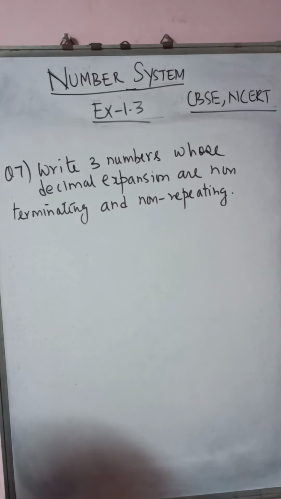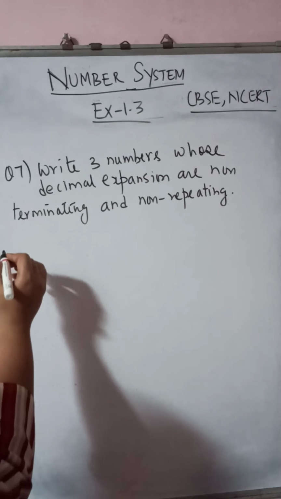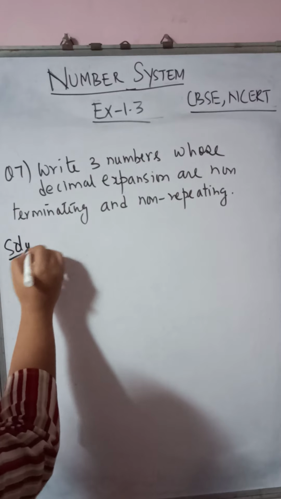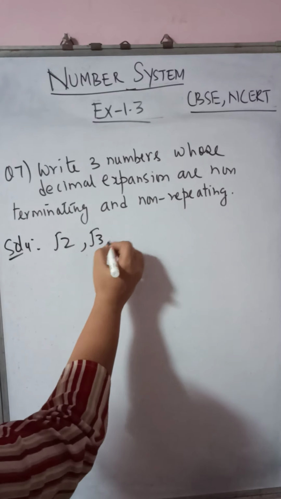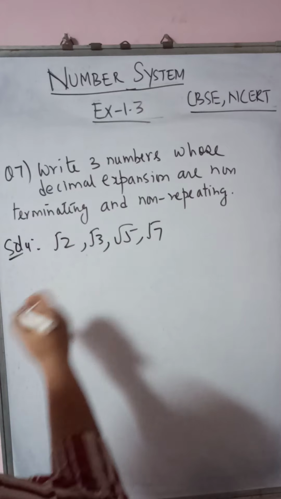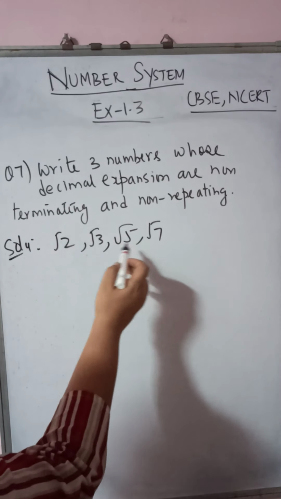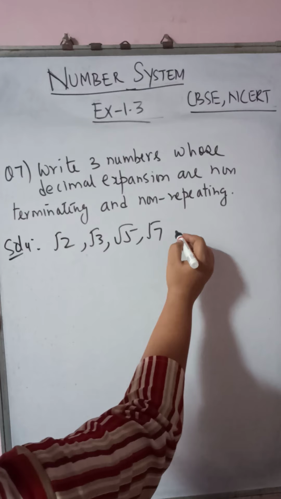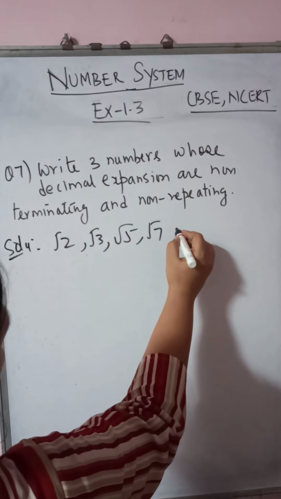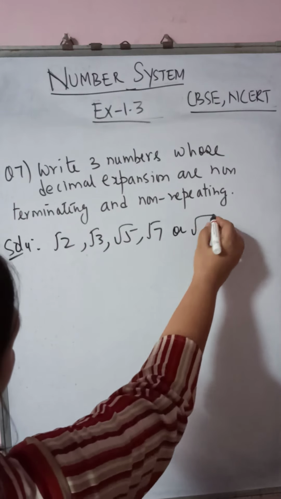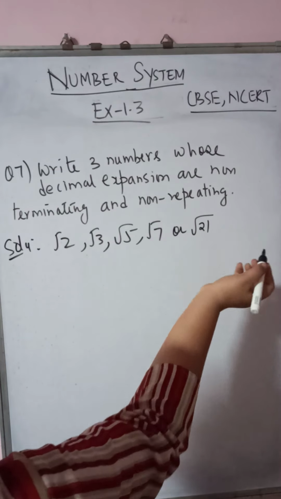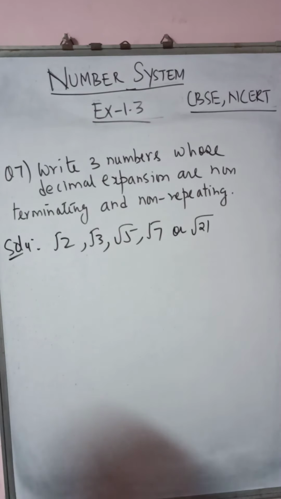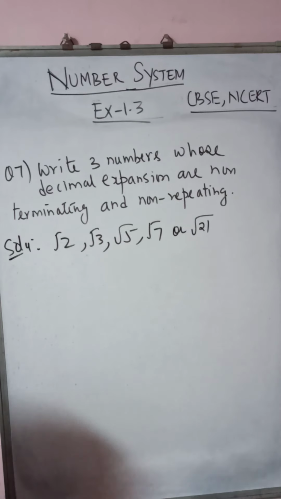You know which are irrational numbers: the square roots, all the numbers written inside a root which are not perfect squares or perfect cubes, are examples of irrational numbers. So what you can write is root 2, root 3, root 5, root 7. So the square root of all the numbers which are not perfect squares. Suppose you can also write root 21. All these are examples of irrational numbers. So question 7 is done.